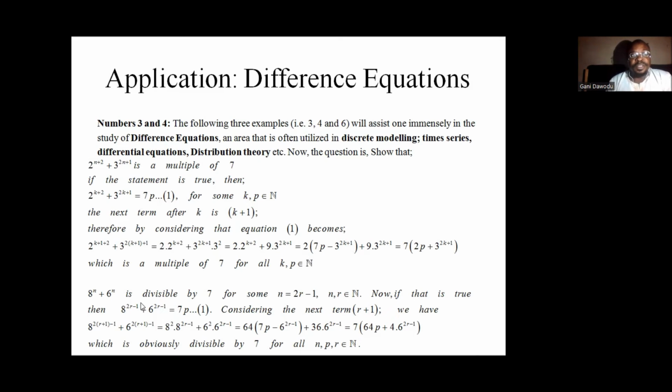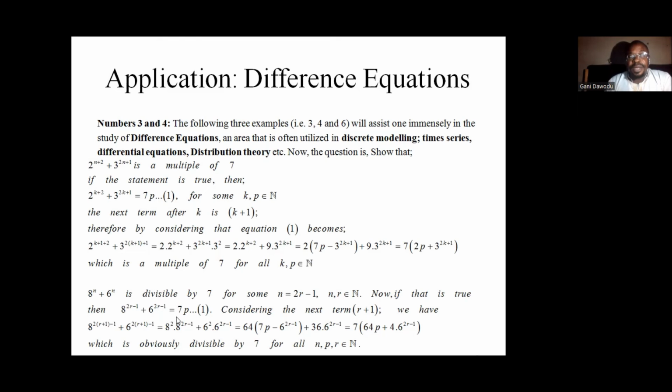Okay, the next one says, show that this is a multiple of 7 for some odd naturals. This is the generator of odd natural numbers. If r equals 1, it's equal to 1. If r equals 2, it is equal to 3. If r is equal to 3, it is equal to 5. This is generating odd numbers. And if that statement is valid, then this must be true, the one I call equation 1. This is 8 raised to power 2r minus 1 plus 6 raised to power 2r minus 1 is equal to 7p for some naturals r and p.